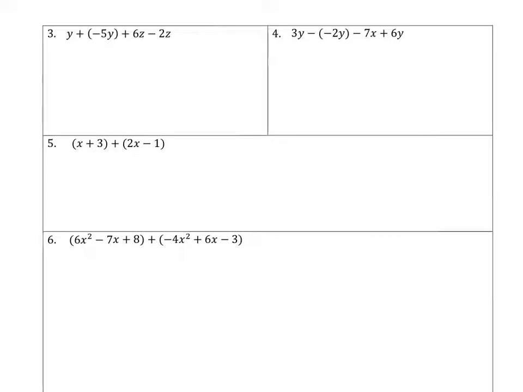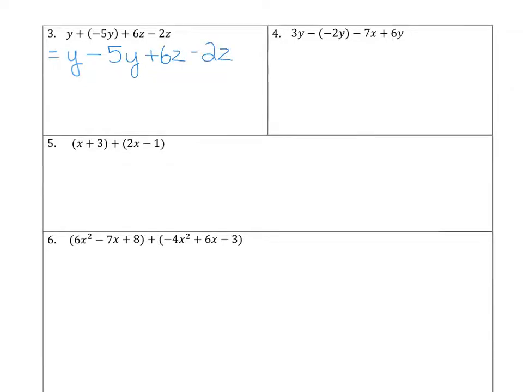And same as when we were doing integers, before I did anything with this one, I would want to get rid of the double signs and the brackets. So this is going to be a y. Okay, you remember from before that a positive with a negative we rewrite as one sign only, which is minus, or negative 5y plus 6z minus 2z.